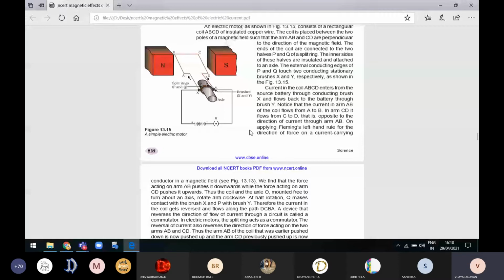Notice that the current in the arm AB of the coil flows from A to B. What do we do first? The current going from X goes through P, to A and B. Through P, where does it go? Through AB. So notice that current in the arm AB of the coil flows from A to B. In arm CD it flows from C to D. Do you understand the current direction? First, current is flowing from A to B.